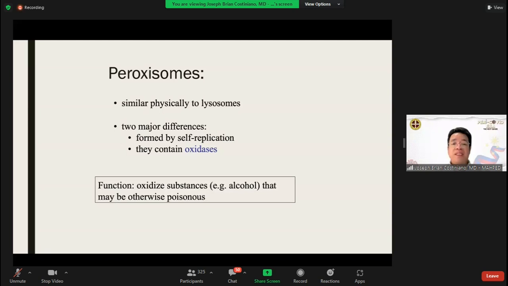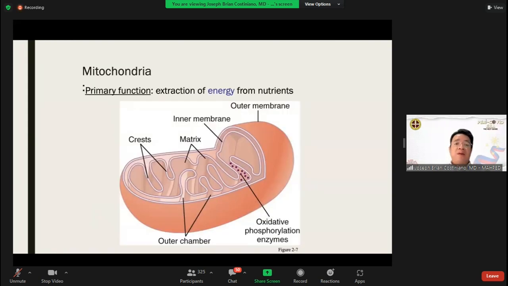Peroxisomes are oxidases, so they oxidize substances like alcohol that may otherwise be poisonous. They are formed by self-replication, as opposed to your lysosomes, which bud off from your Golgi apparatus. Okay, we know this.